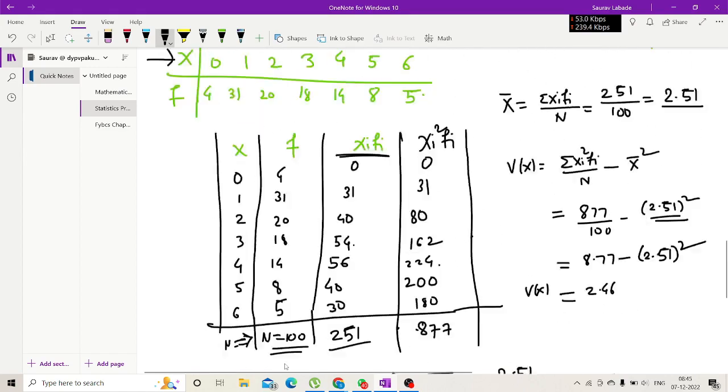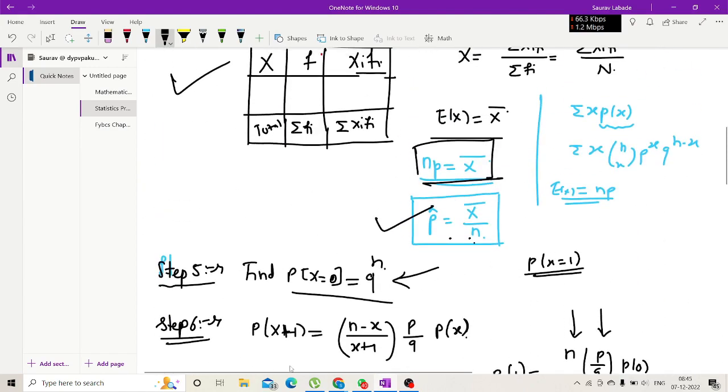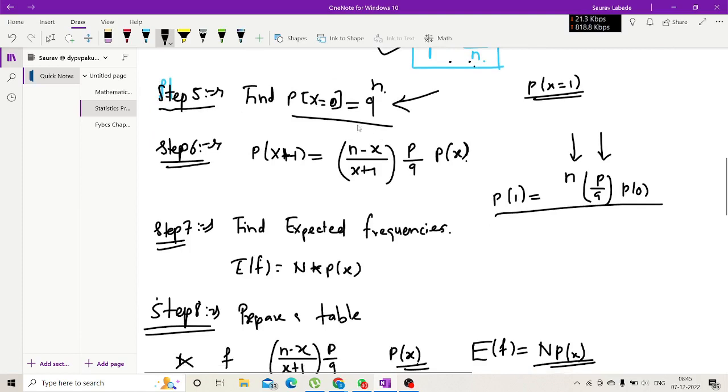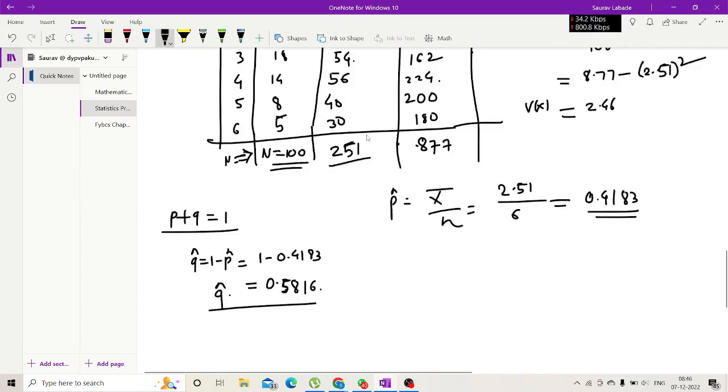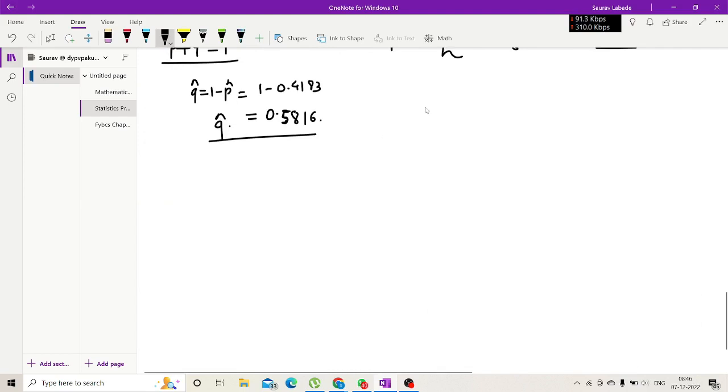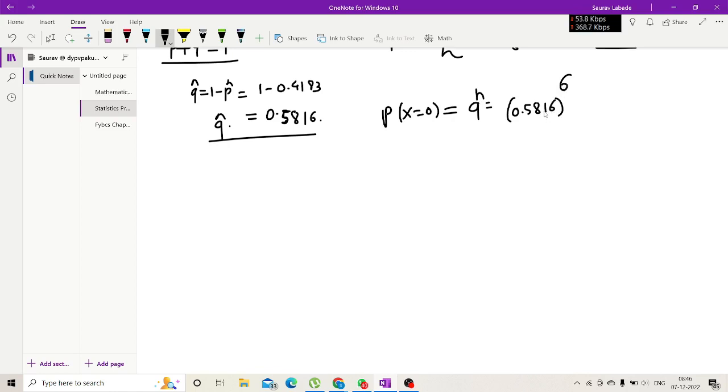Now, after getting the q estimate, we can find the probability of x equals 0. What is it? It is q raised to n. So what is the probability of x equals 0? It is q raised to n. That means 0.5816 raised to 6. We can use the calculator and solve this simply.